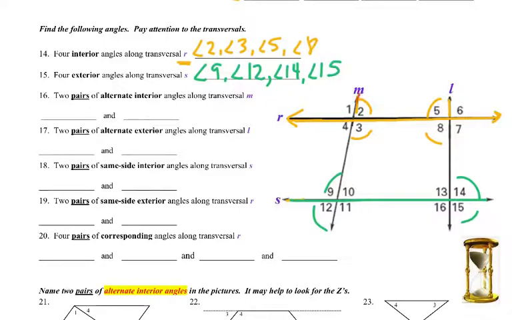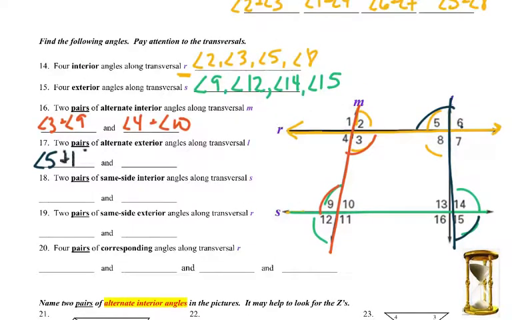Alternate interior along M, here's M, so that's going to be angle 3 and angle 9, angle 4 and angle 10. Alternate exterior along L, here's L. Alternate exterior here, 5 and 15, and then angle 6 and angle 16.